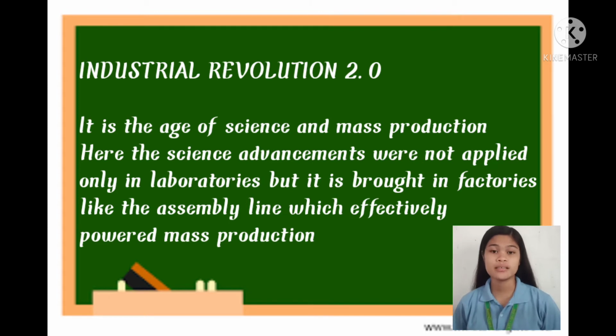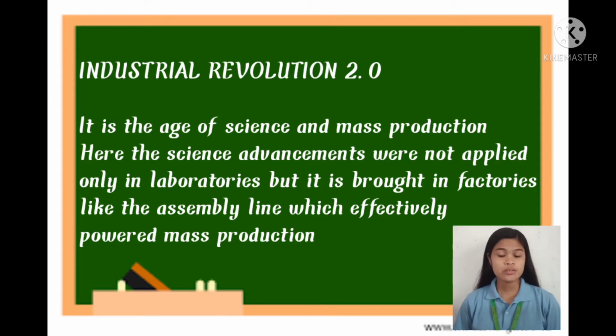The second one is Industrial Revolution 2.0. It began in the 19th century through the discovery of electricity and assembly line production. It is also known as the Age of Science and Mass Production. There are also a number of key inventions like gasoline engines, airplanes, and chemical fertilizers. Here, the science advancements were not applied only in laboratories, but were brought into factories, like the assembly line, which effectively powered mass production.